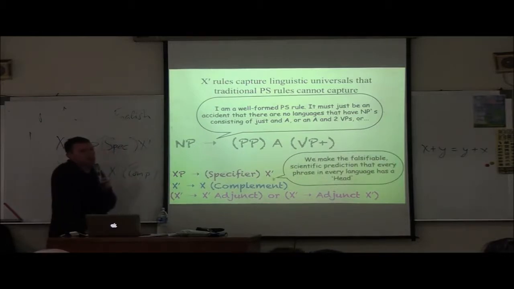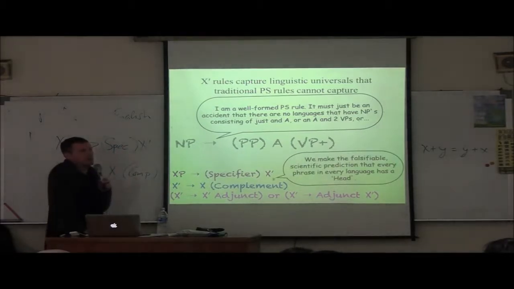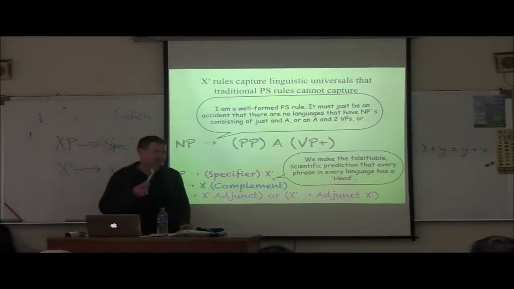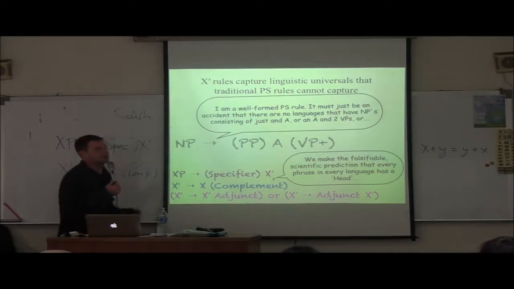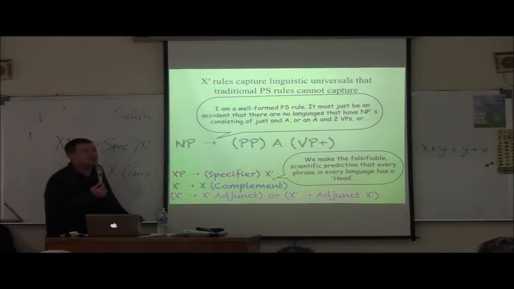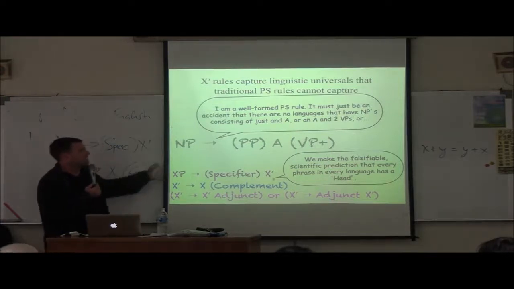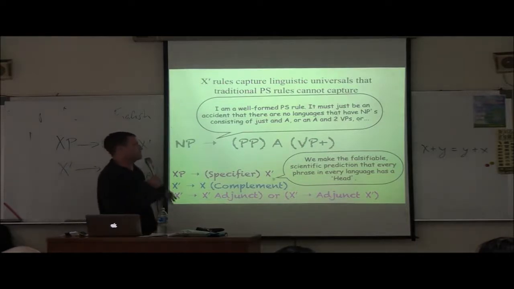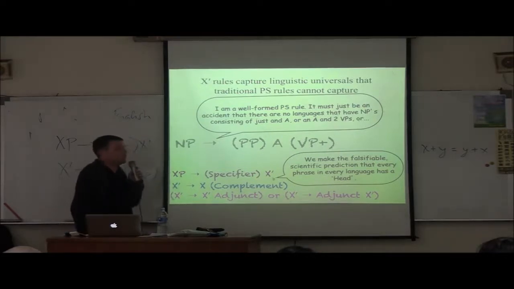These X-bar theory rules don't do that. These X-bar theory rules predict that the fact that every noun phrase has a noun is no accident. The fact that every prepositional phrase has a preposition as a head is not just a coincidence. Right? There are scientific falsifiable predictions made by these rules. One of which is that every phrase has a head. Another of which is that complements are the sisters of heads, and so on.